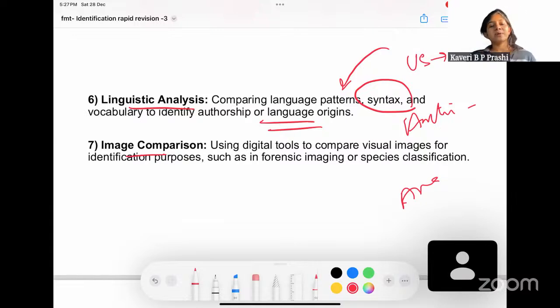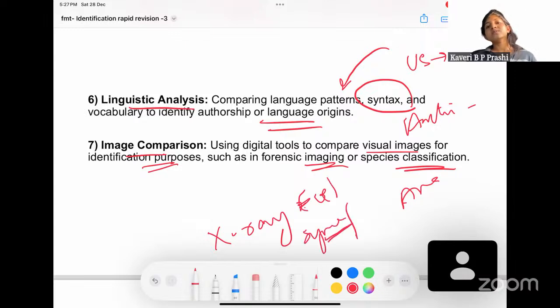Then we have image comparison, where by using digital tools, we can compare visual images for identification purposes, such as forensic imaging and species classification. We also have X-ray negative superimposition. I'll be discussing this question also later. This is one of the digital tools to compare visual images of a dead person. If you have a photo and a skull that is available, and there are a lot of similarities between both, you can say that the skull is of the particular person. So you're going to zoom in on both, and give specific coordinates. It's a big thing, a little complicated, yet a very interesting topic. We'll be discussing that in the further classes.